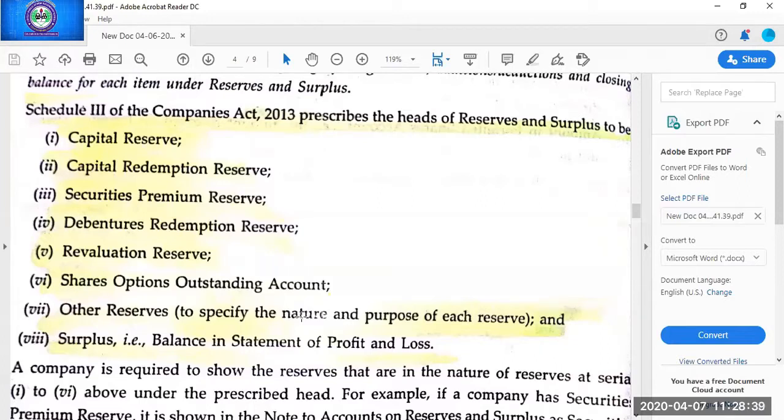So am I clear till here? You can give me answer in chat. Am I clear till here, students? Capital reserve, capital redemption reserve, securities premium reserve. Yes, okay. I'm getting the answers from all of you. You all are understanding all the points.